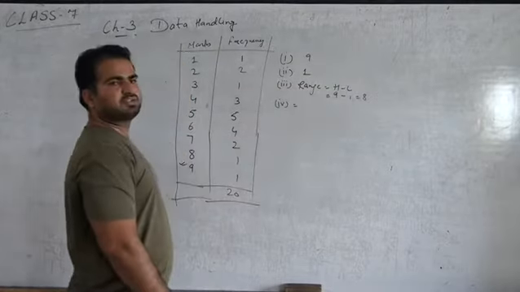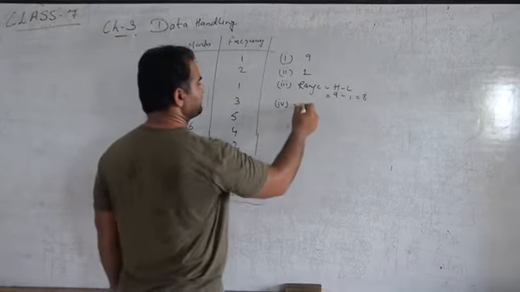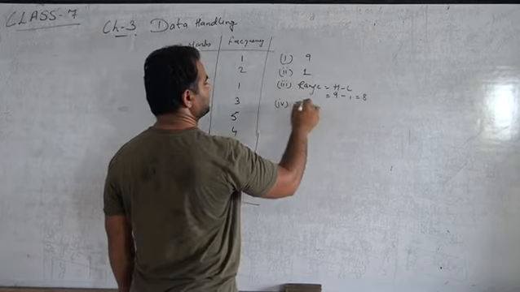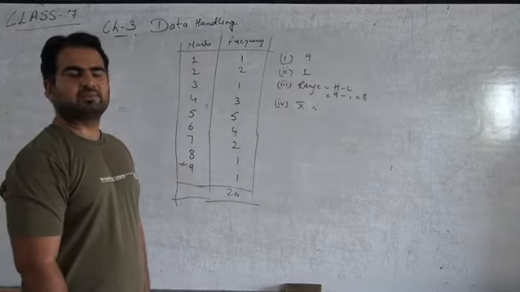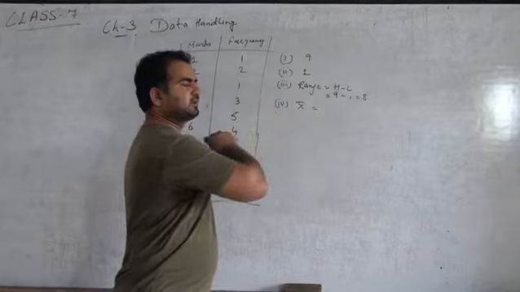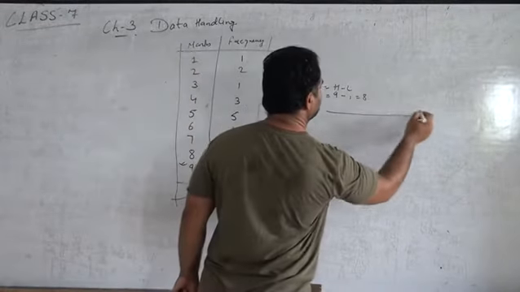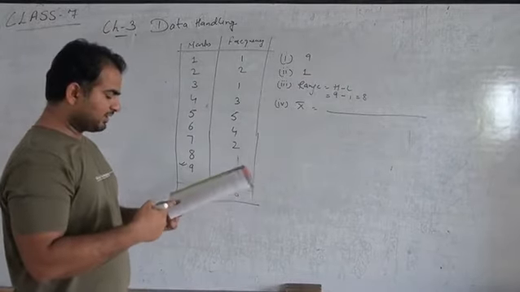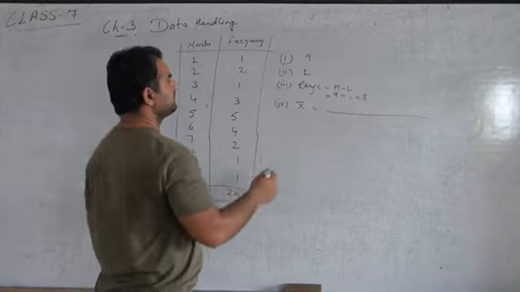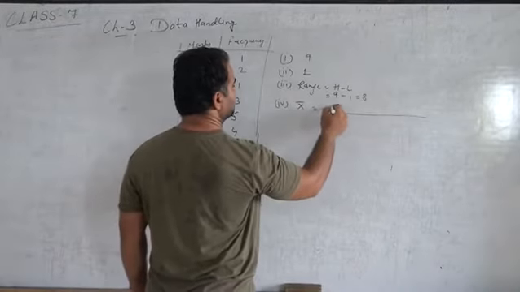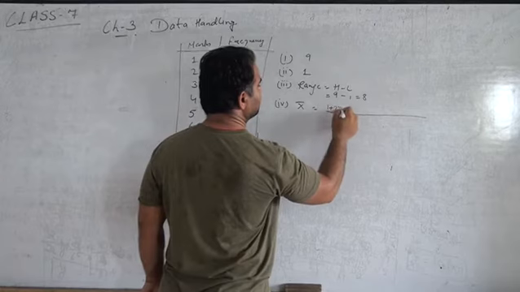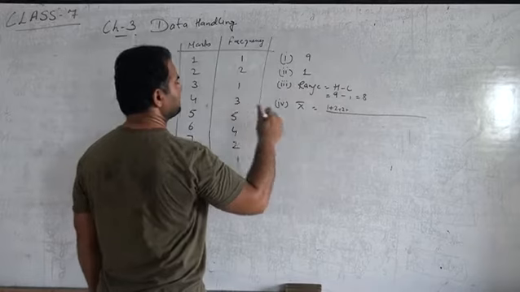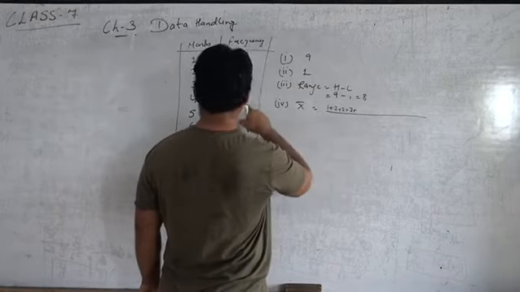Next is fourth: find the mean. Mean equals x bar. You must know that mean is denoted as x bar. So you have to write all the numbers and then divide by how many numbers? 20. So the total will be: 1 is 1 time, 2 is 2 times, plus 2, and 3 is only one time, 4 is 3 times.